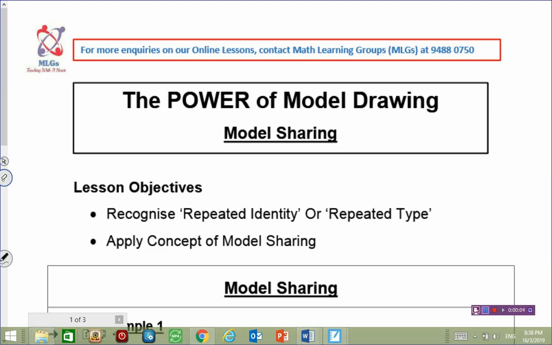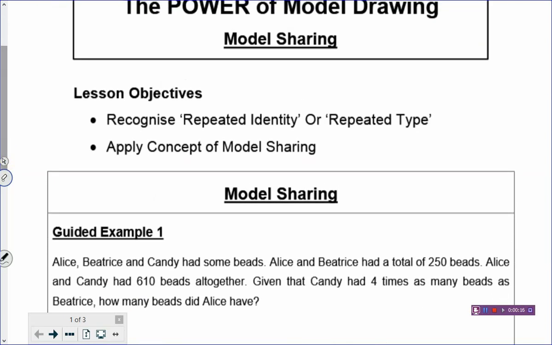Now today we are going to look at model sharing. What is model sharing? It means that we are going to draw a model that is shared by two things or shared by two persons. First of all, we need to recognize a repeated identity, or repeated type. Once we can recognize the repeated person or the repeated type, then we apply model sharing.